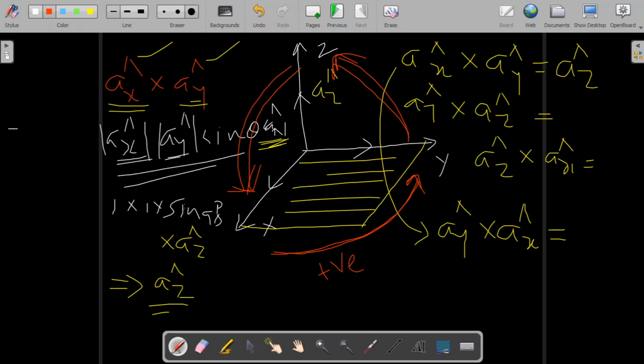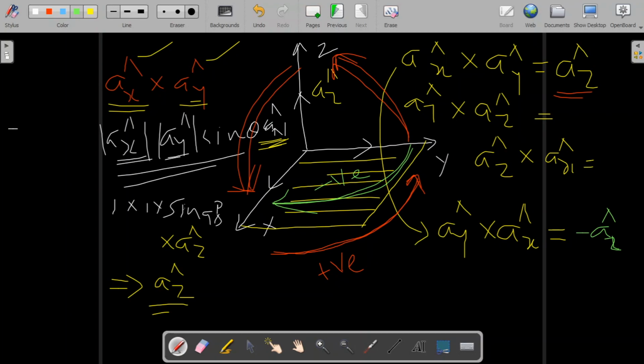So now it's very clear. Ax cap cross Ay cap, I am tracing in the positive direction, so that's why Az cap is positive. If I trace in the opposite direction, that is Ay cap cross Ax cap, then what do I get? If I trace it in this direction, then it is negative. Agree? That will be negative. So Ay cap cross Ax cap will be minus Az cap. Interesting.